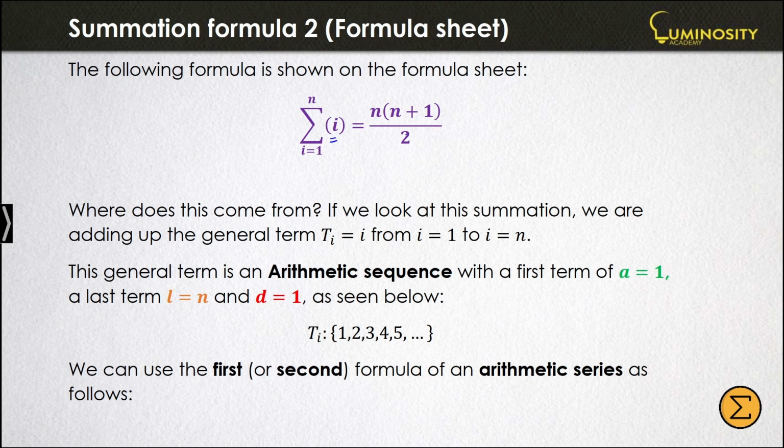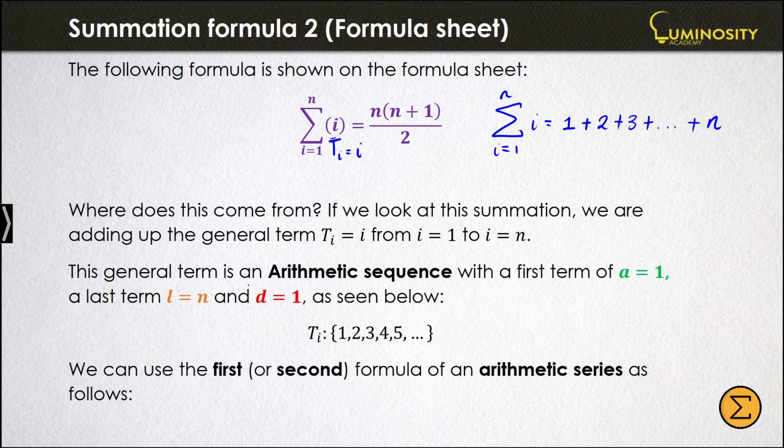Well, if we look at this summation, the general term here, t_i, is simply given by i. So you're adding from i equals 1 to n. What does this sequence look like? We'll expand it on the next slide, but I'll give you a quick look now. From i equals 1, you start at 1, plus i equals 2, the next term is 2, plus i equals 3, the next term is 3, all the way up to the last term, which is n. So that is what the expansion of that summation looks like.